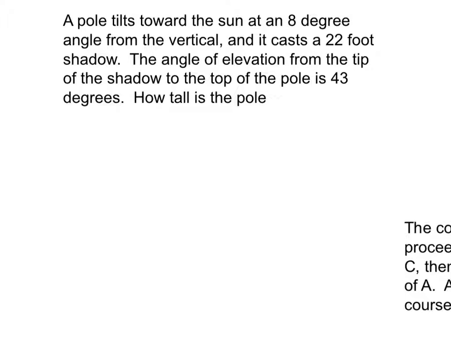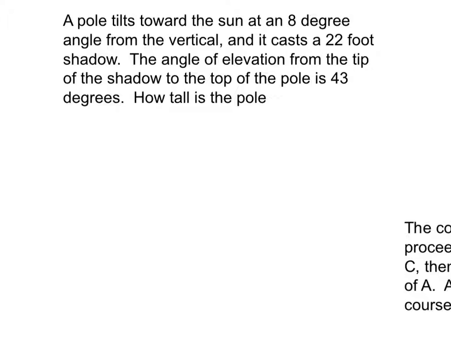Okay, I want to look at a couple of applications before you get started on your work. And so I have the first one here. It tells us that a pole tilts toward the sun at an 8-degree angle from the vertical, and it casts a 22-foot shadow. It tells us the angle of elevation from the tip of the shadow to the top of the pole, and that's 43 degrees. We want to find how tall the pole is. So let's see if we can figure this out.